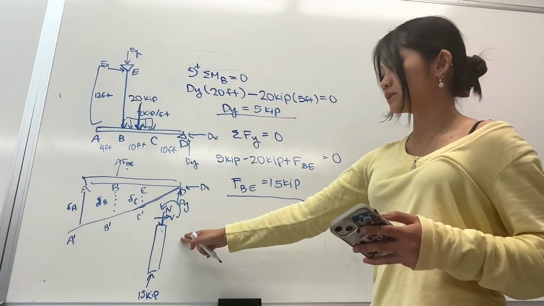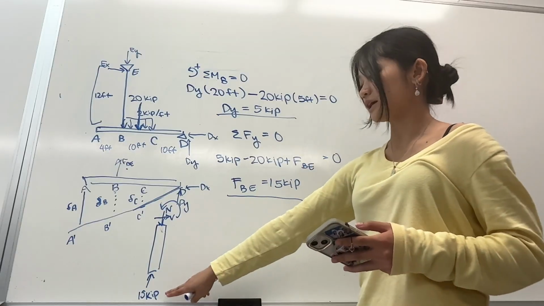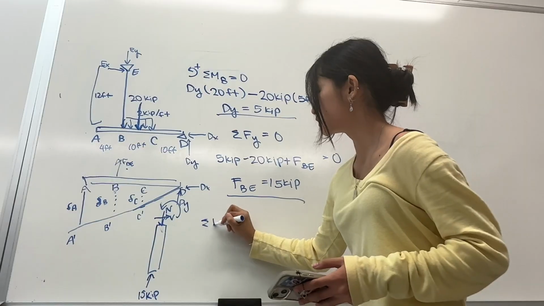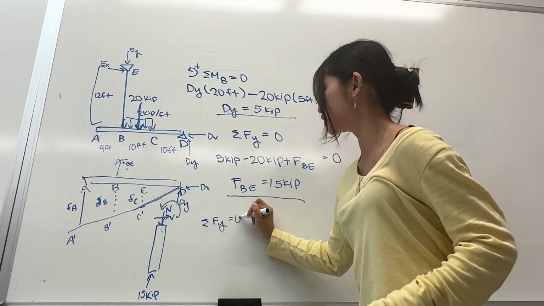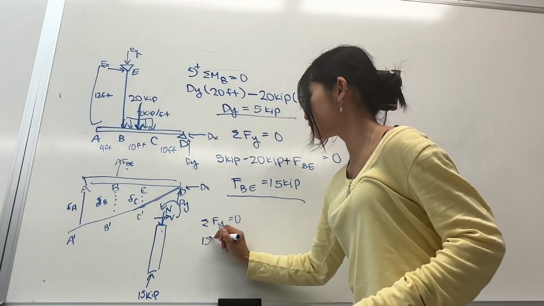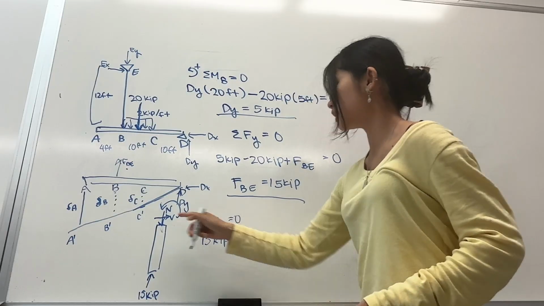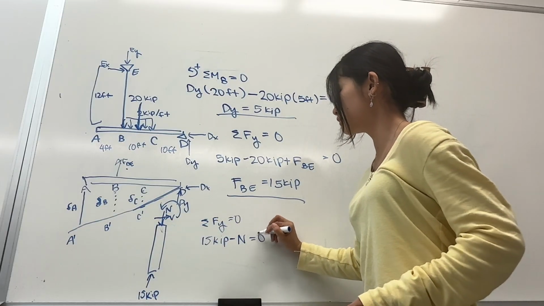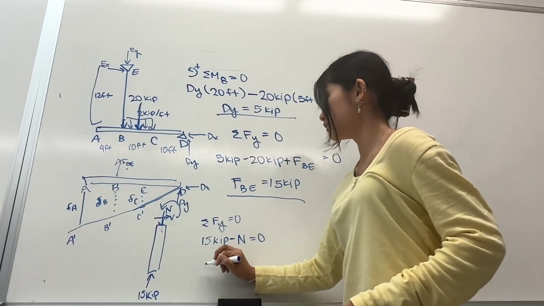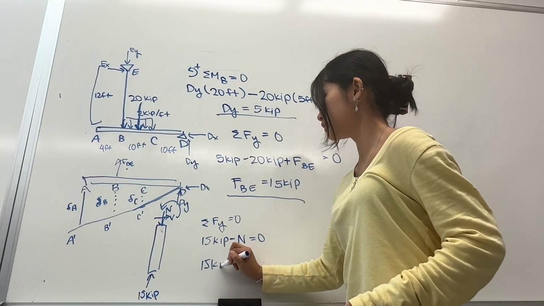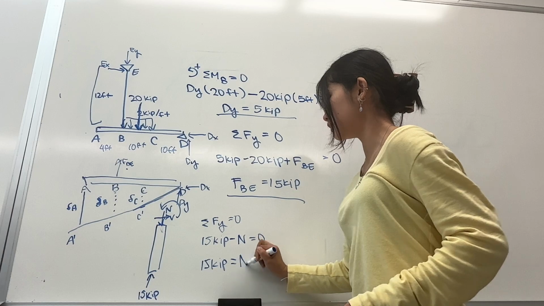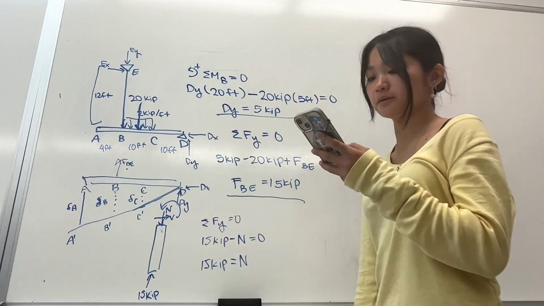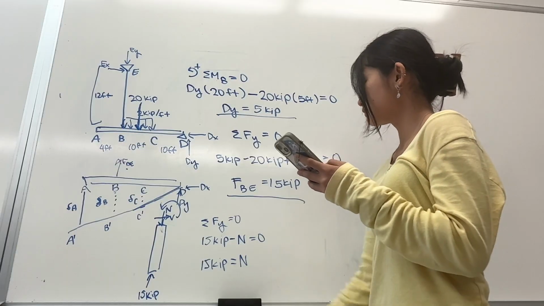So with this, we can solve for N because we have our vertical force here. So if we use Fy equals 0 again, we have 15 kip, and then minus our normal force equals 0. And then we get 15 kip equals N. So this is also 15 kip because it'd be in equilibrium. That's positive.